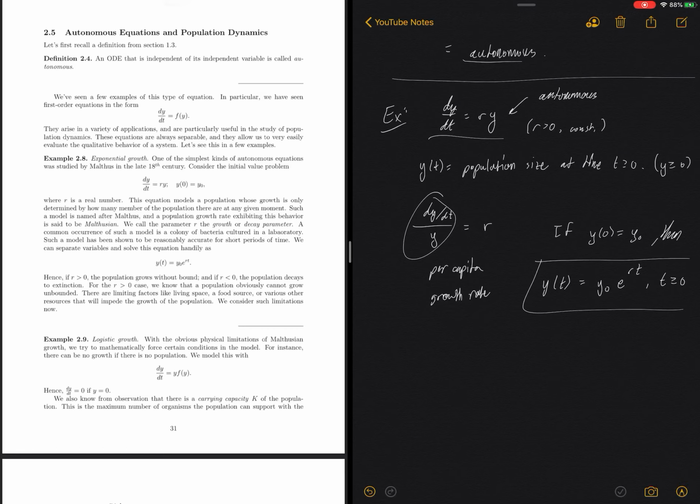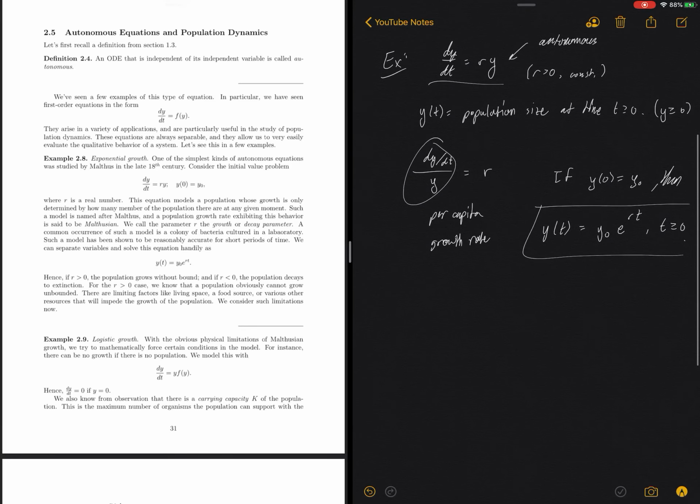It's separable, and we wind up with y of t equals y0 e to the r times t, and we need to include the fact that we are not looking at any solutions where t is less than 0, before we start looking at this population. But anyway, that means that constant per capita growth is exactly equal to exponential growth.